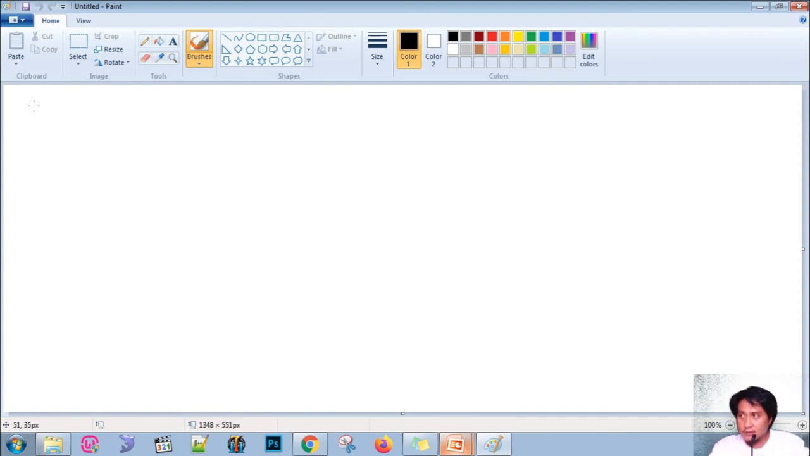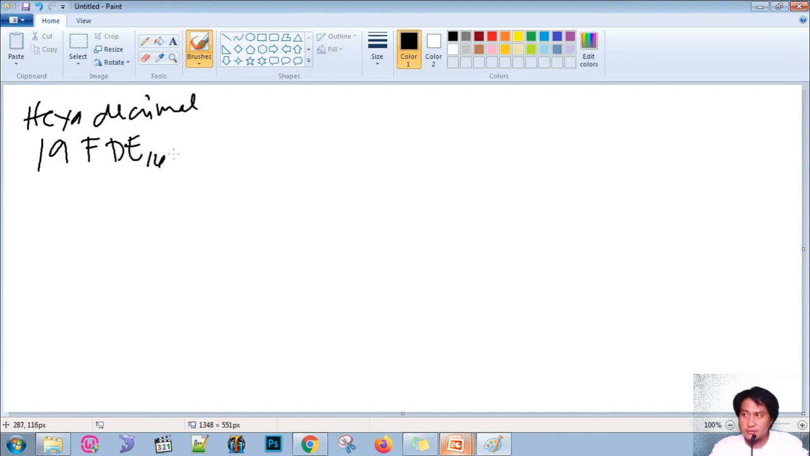So say for example, in hexadecimal, we have this number 19FDE. So this is base 16, 19FDE. And what would be the equivalent value of 19FDE if it is converted into the decimal number system, the number system that we humans use in our day-to-day life? So hexadecimal converted to decimal, or base 10. This is base 16.